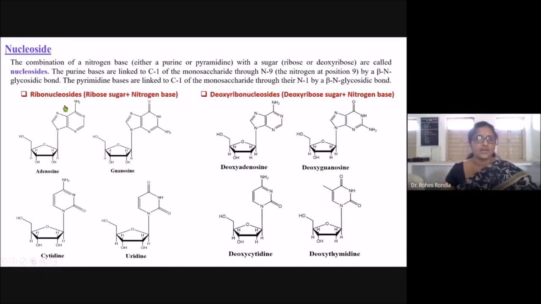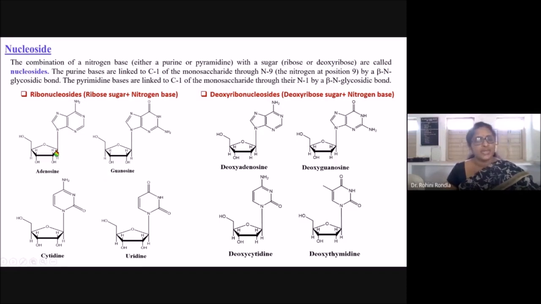These four are ribonucleosides. In RNA we studied that uracil is present. RNA is composed of adenine, guanine, cytosine and uracil. So adenosine, guanosine, cytidine and uridine are the ribonucleosides, the nucleosides of RNA.